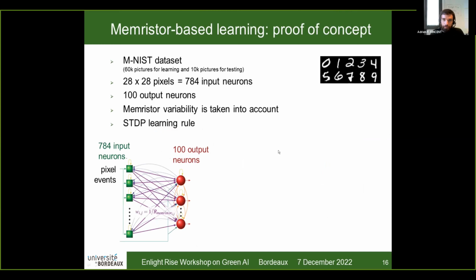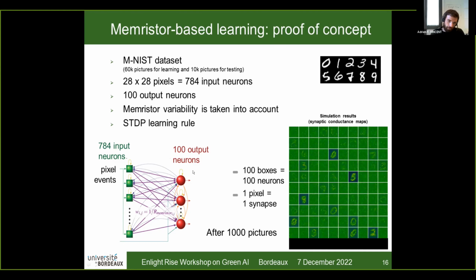So just to maybe be a bit more visual on that, here we are simulating a very simple neural network with one layer of input neurons, one layer of output neurons, and all-to-all connection between those. We are using the MNIST dataset, which is a very famous dataset for AI tasks of handwritten digit pictures that are 28 by 28 pixels. If you look at the maps of the synaptic values, the synaptic weights, we have 100 output neurons, so we will have 100 of those small boxes here.